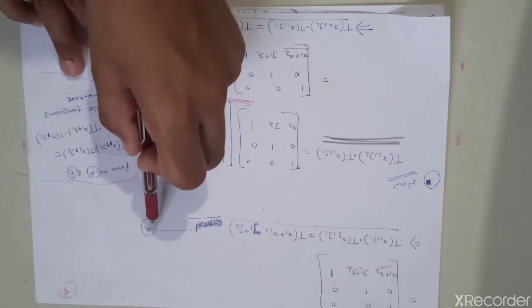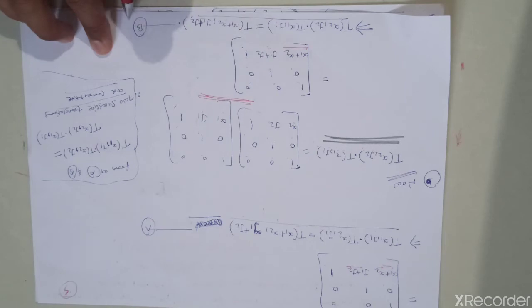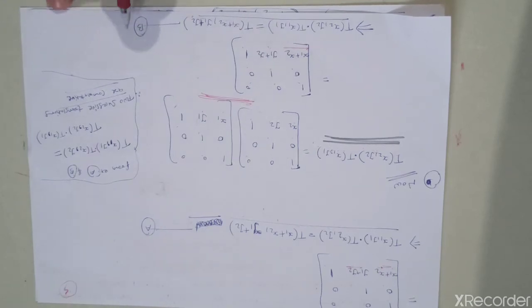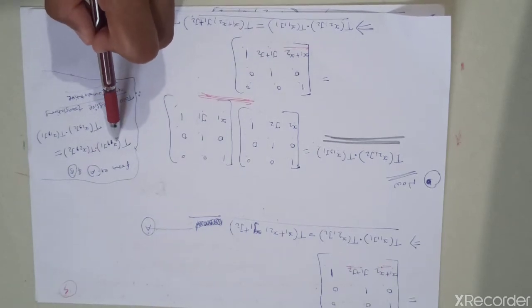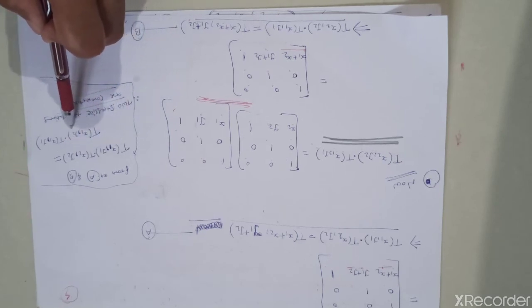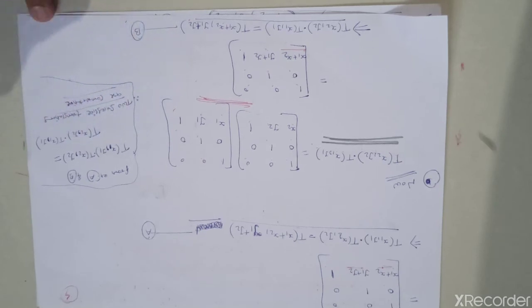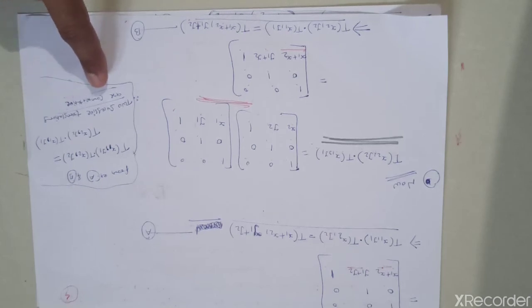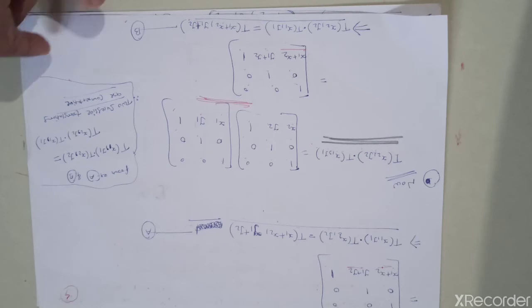So from equation A and equation B, we say that T(x1, y1) into T(x2, y2) is equal to T(x2, y2) into T(x1, y1). So we finally say that two successive translations are commutative.